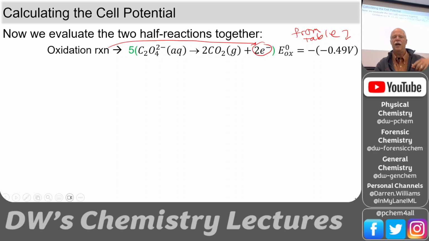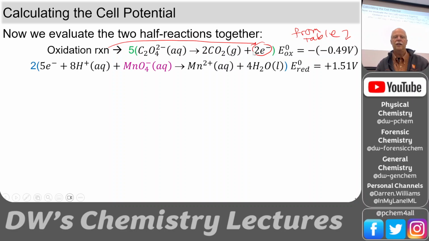And then reduction is gain. So when you go past the arrow, you have to have electrons to pass the arrow. And so sure enough, here's the electrons. So when you go past that arrow, they get consumed into the system. So they're gaining electrons.